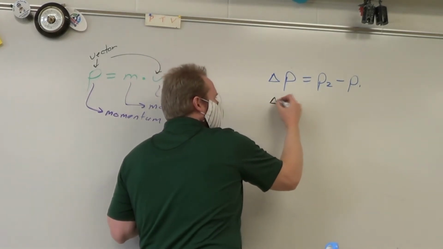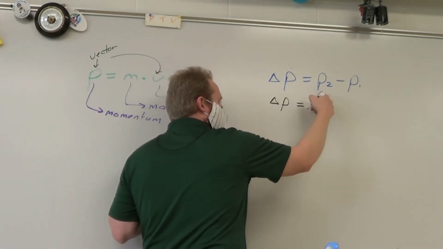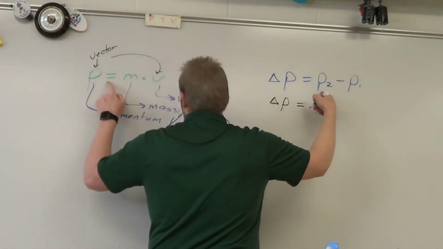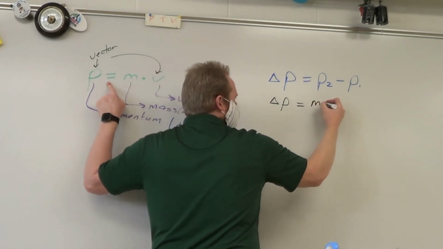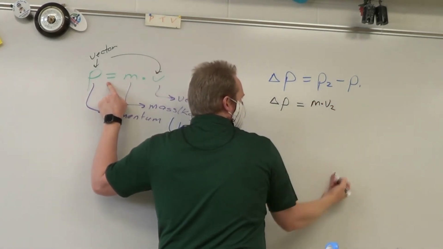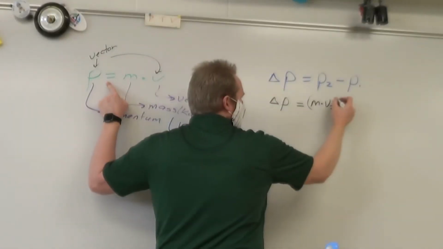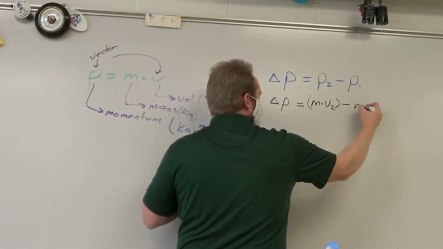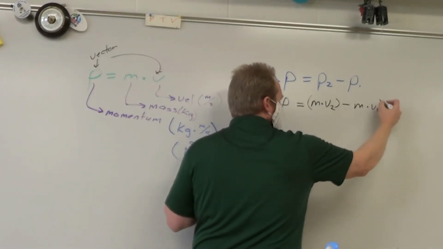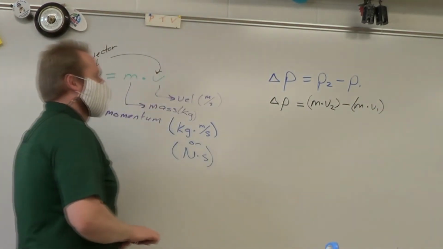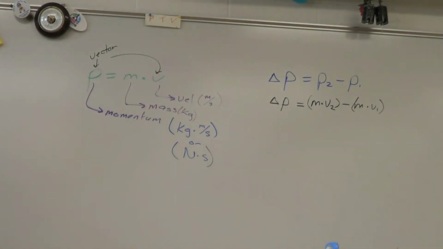The idea is if we were to expand this, instead of talking about P2, well, P is m times v, so P2 is m times v2. And then we could say, well, P1 is m times v1. And order of operations is important. We do the multiplication before we do the subtraction.